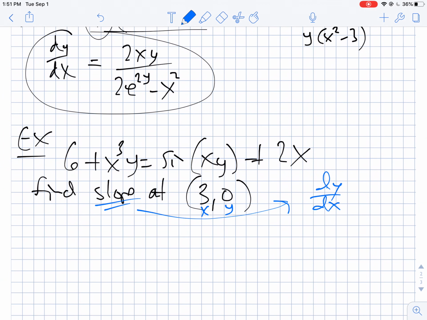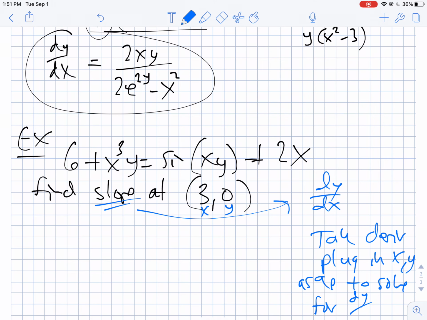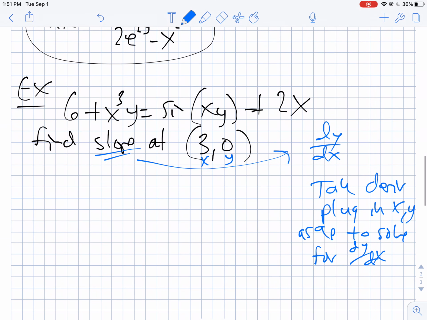But what I wanted to show you is you can take the derivative and then plug in the x and y right away to solve for dy dx. So that's probably the cleanest way to do this problem quickly. So the derivative of 6 is 0, derivative of x cubed y is x cubed times the derivative of y plus y times the derivative of x cubed.